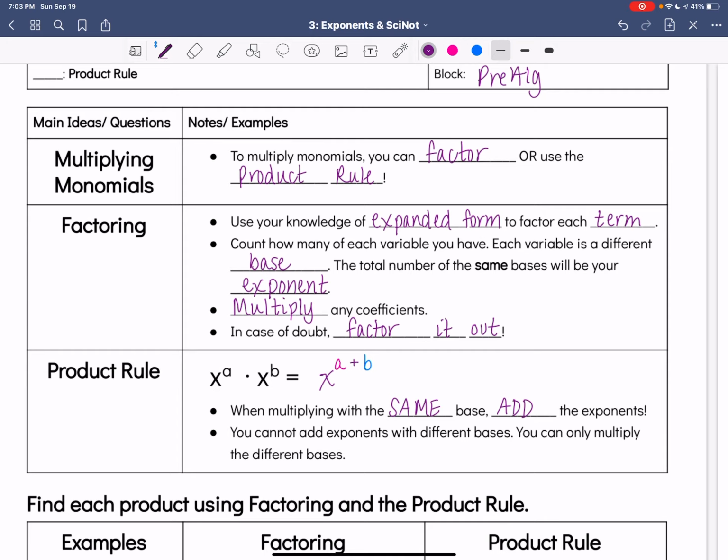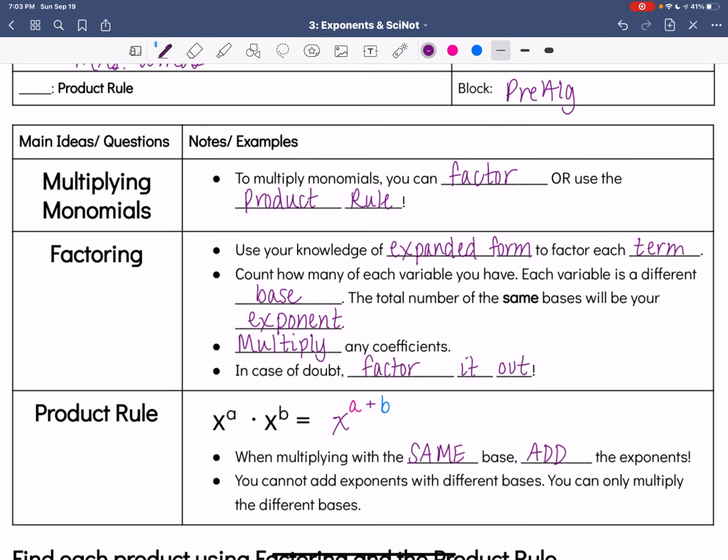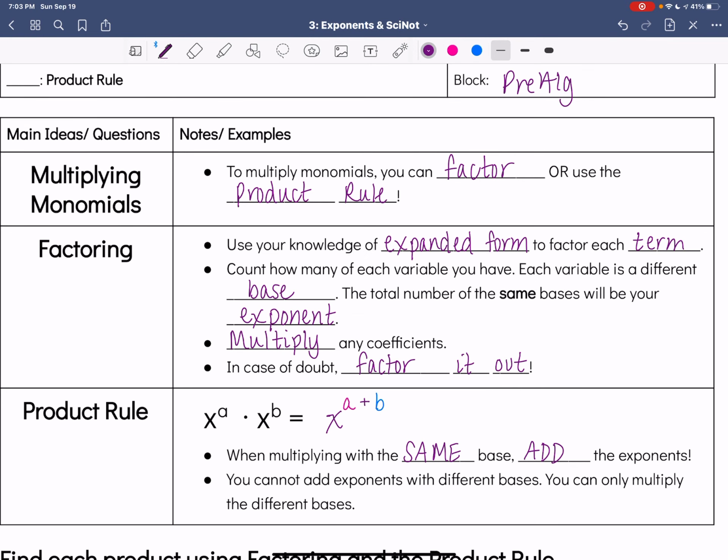Hey everyone, what we're going to be learning about today is the product rule, so go ahead and get this copied on your notes. For multiplying monomials, we've talked about monomials before, but to multiply monomials, there are a couple different ways you can do this. You can factor, which means expanded notation, or you can use the product rule.